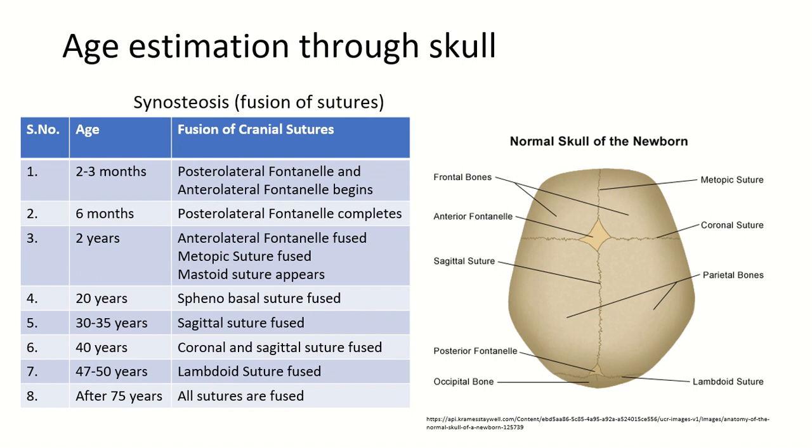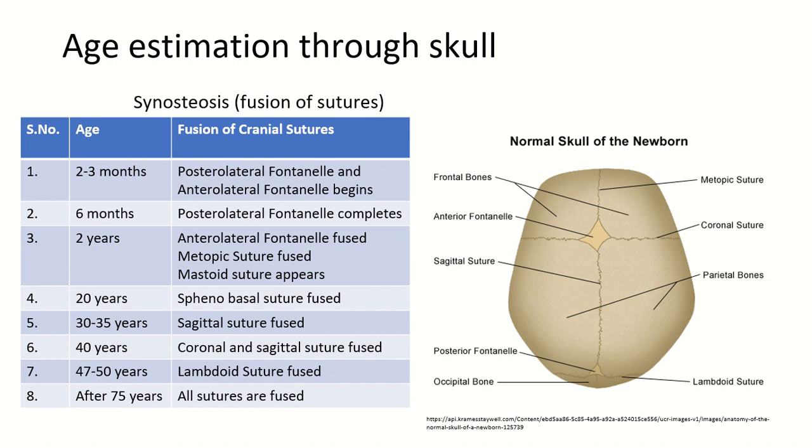So during 2 to 3 months, the posterior lateral fontanelle and anterior fontanelle begin. During 6 months, the posterior lateral fontanelle completes, and during 2 years, the anterolateral fontanelle fuses, the metopic suture is fused and the mastoid suture appears.